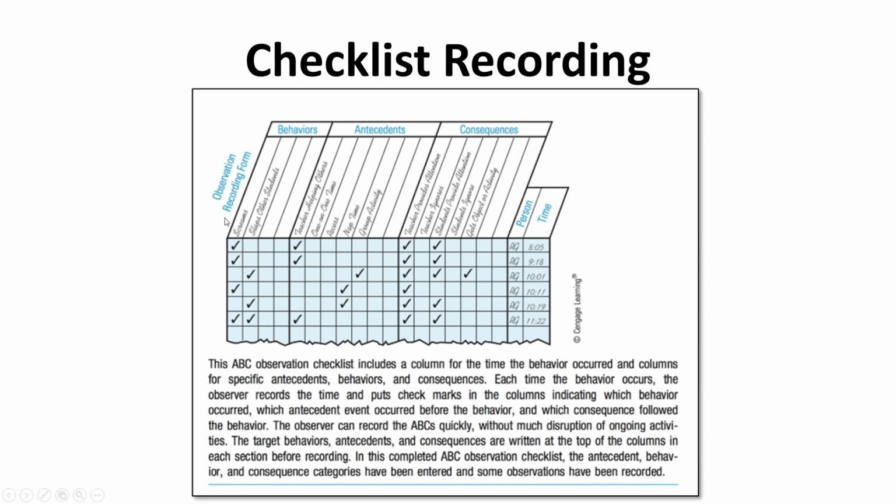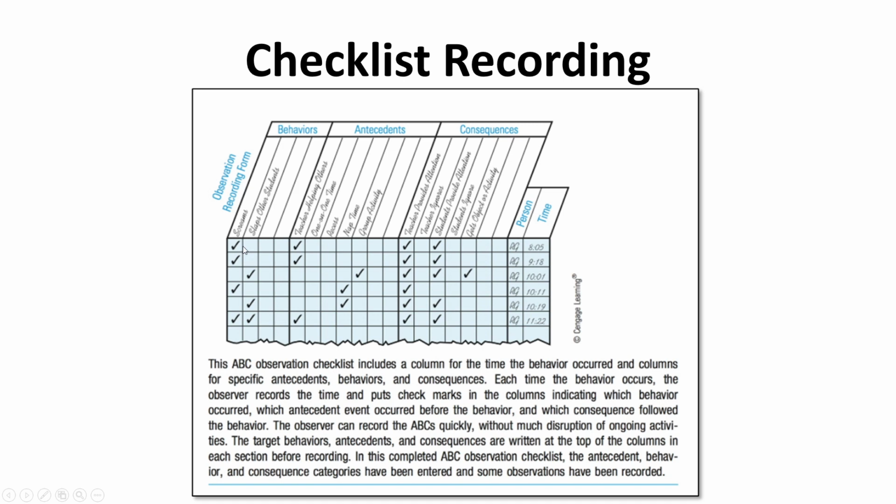And so just how this would happen if we were actually observing using this checklist, we would observe this particular behavior. I think that says that the child screams. And then we move across, so that's the behavior we have observed. The antecedent at the time is that the teacher is helping other students. And then our consequences, the teacher provides attention and other students are providing attention. And so the person who made the observation, initials RG, and the time at which they made that observation.